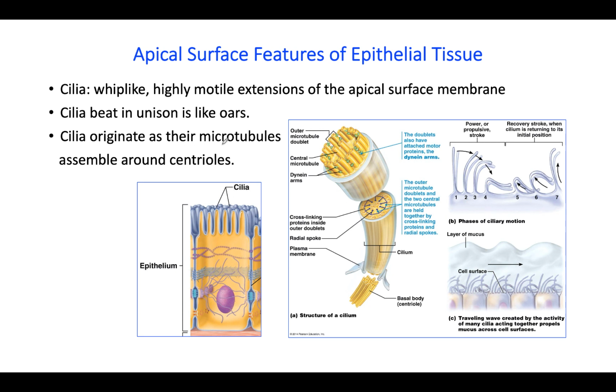Cilia originate as their microtubules assemble around centrioles. Do you remember centriole? Two centrioles make up a centrosome, and centriole and centrosome are actually involved in cell division. But centriole is the place where microtubules are manufactured. Therefore, cilia originate as their microtubules assemble around the centrioles, then migrate from the centrosome to the apical plasma membrane, and then cilia stay on the apical side of the epithelial cell.